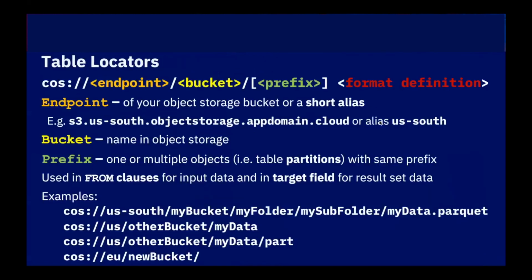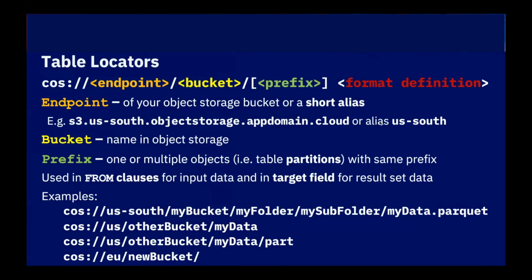Now, how does the user of SQL Query address this data? That's one of the key things. After all, it's just SQL, but one of the things that is specific to the service is the table locators, because a table for us is just data or a data set on Cloud Object Storage. So how do you address this? Well, through a URL format. It starts with COS, which stands for Cloud Object Storage, and then you come up with the endpoint, which is basically pointing to the service endpoint in the IBM Cloud for Cloud Object Storage.